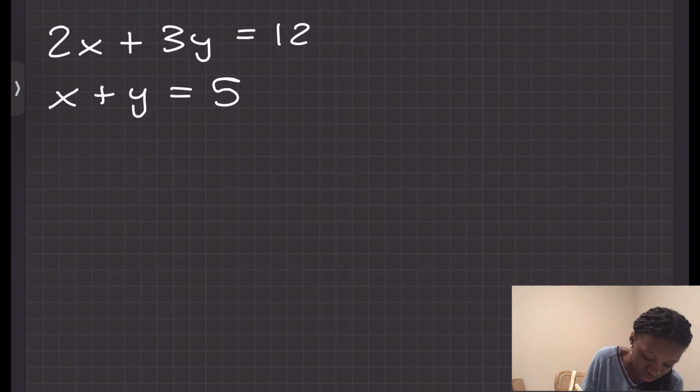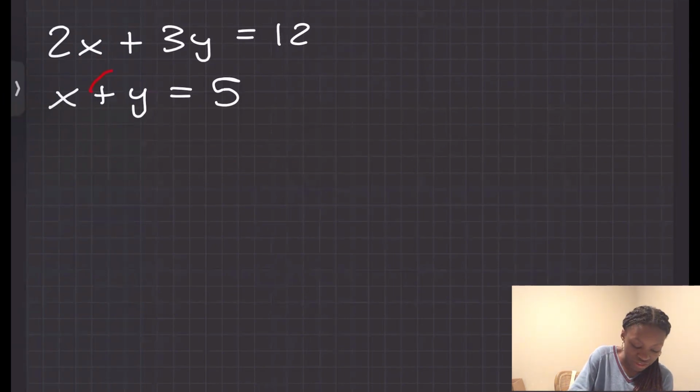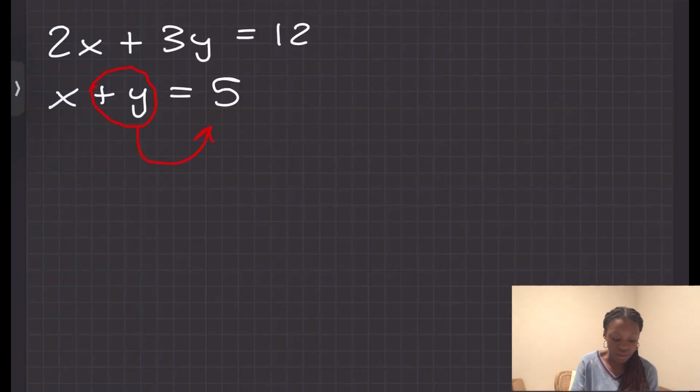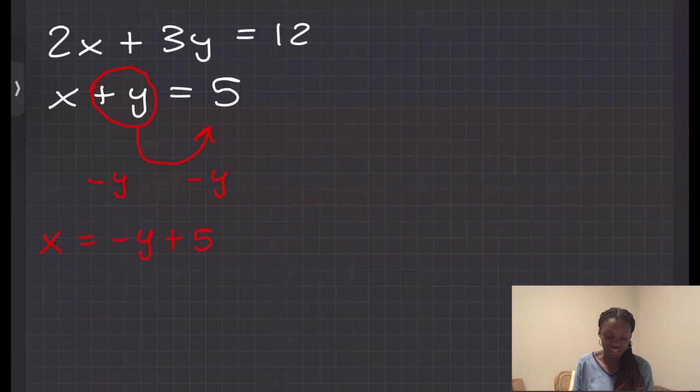X plus y equals 5. If I wanted to solve for x first, I would do my best to get all the extra stuff on the other side of the equal sign. How would I get rid of that y? Well, just like a number, I would subtract y from both sides, and I would get x equals negative y plus 5, right? Just like that.